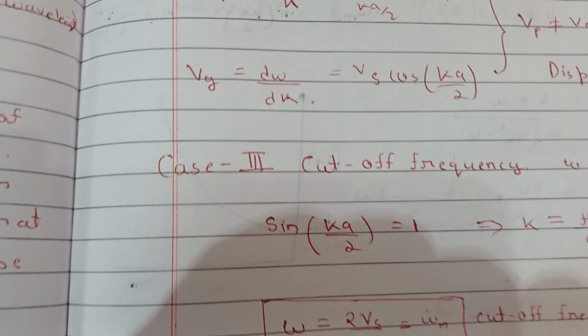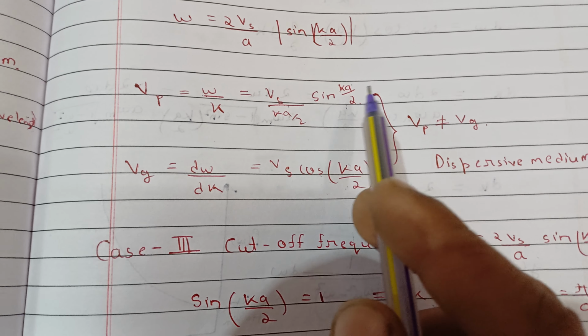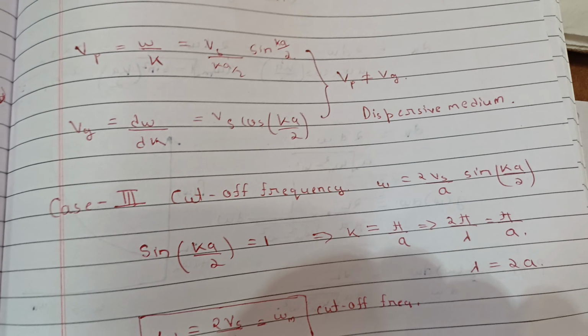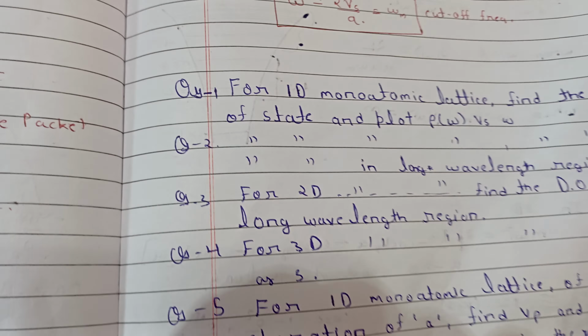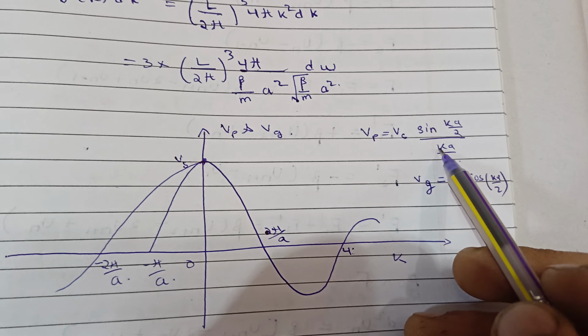You have the formulas, which are these: Vp equal to Vs sin(ka/2) divided by (ka/2), and Vg equal to Vs cos(ka/2). So these were the relations. If you need to plot them, then how will you get it? Let me show you the graph. So these were the relations, Vp equal to this.